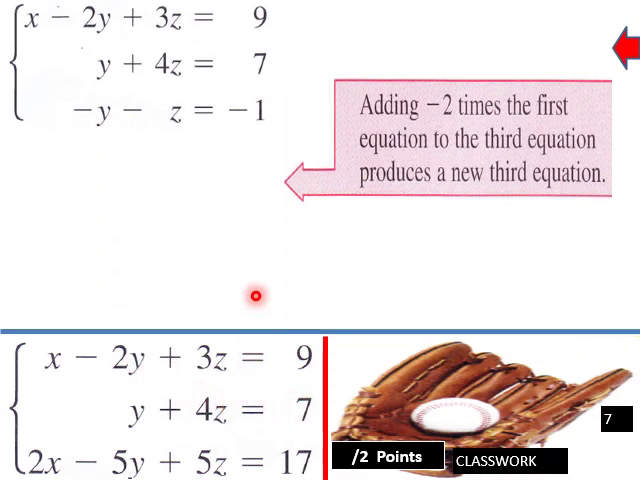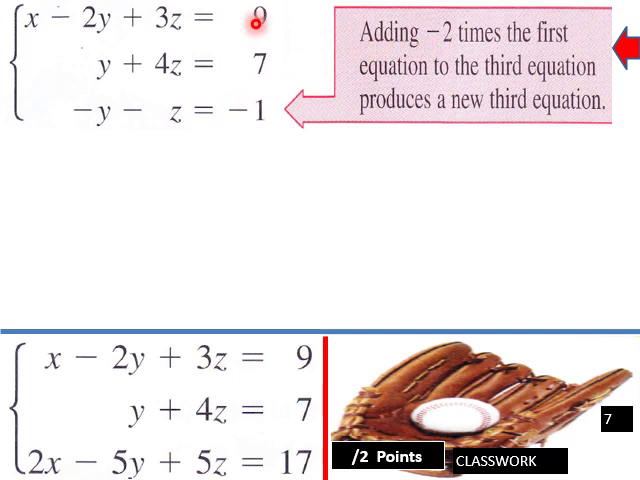So now what do we do? Well, we add negative 2 times the first equation to the third. So we multiply that together. This becomes negative 2x, negative, well actually 4y minus 5y, that's your negative y. And then negative 2 times 3, that'd be negative 6z plus 5z would be negative z. And then negative 2 times 9 would be negative 18, and 17 would be negative 1. So that's how you get this third equation, by adding negative 2 times the first equation to the third.